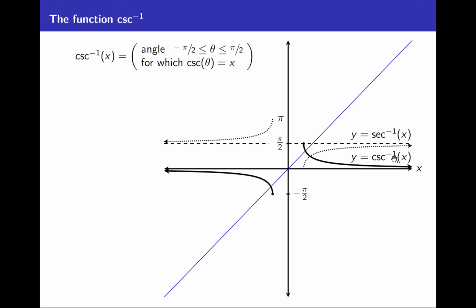So this part reflects across to be something like that. This part reflects across to something like that. And then move that up pi over 2 units, and you get this. And the same for the other side. So the geometry of this picture can suggest that cosecant inverse of x is negative secant inverse of x plus pi over 2. And in fact, careful inspection reveals that to be true.